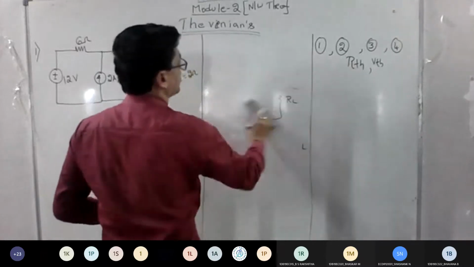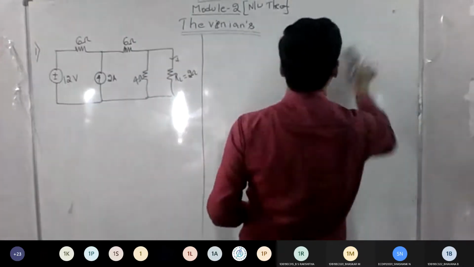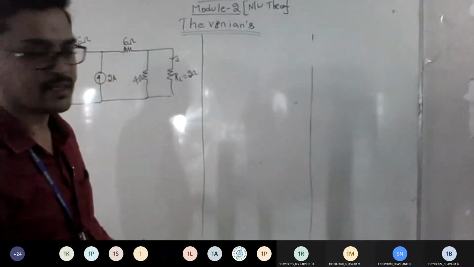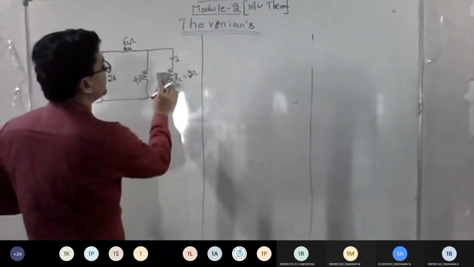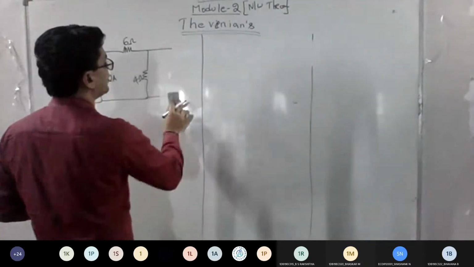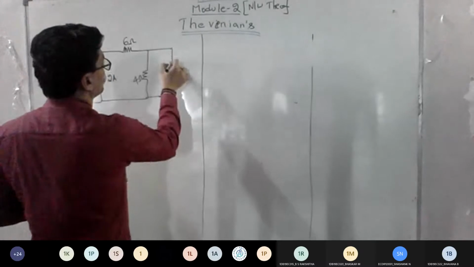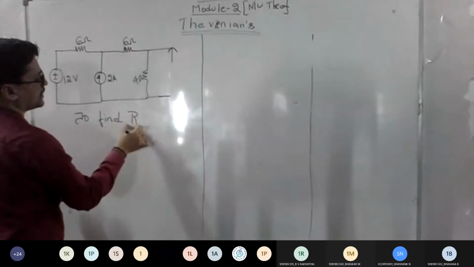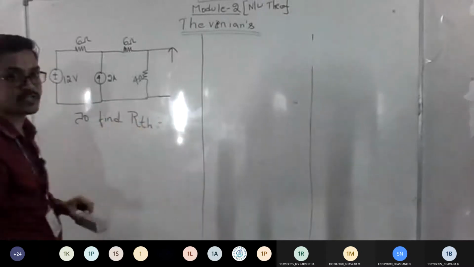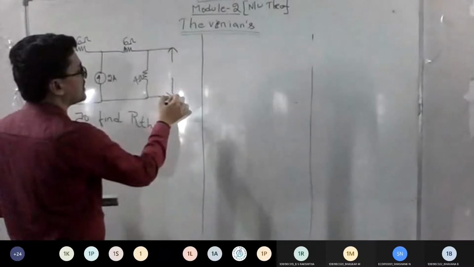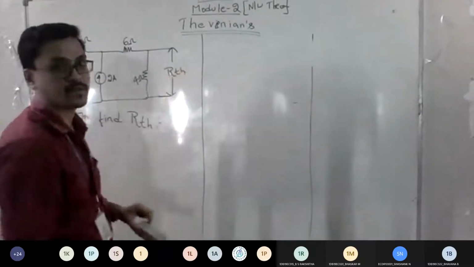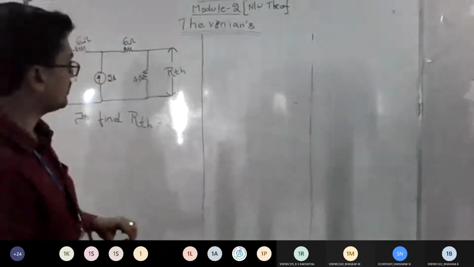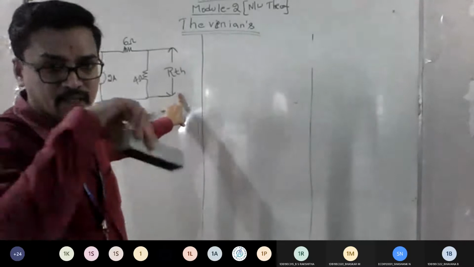Try to analyze the thing in this problem now. We'll follow step by step. So apply step number 1. What is the thing I told? Wherever your load is there, I am going to eliminate that, and assume that you are finding your RTH. So just write here, to find RTH, what is the procedure I told? Wherever load is there, replace that with RTH. Someone told anything? No, sir. Okay. So wherever load is there, replace the junction with RTH.